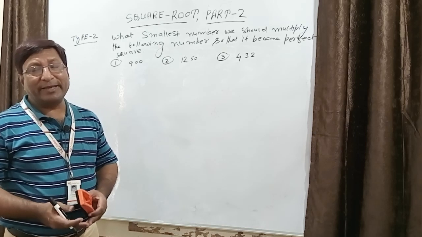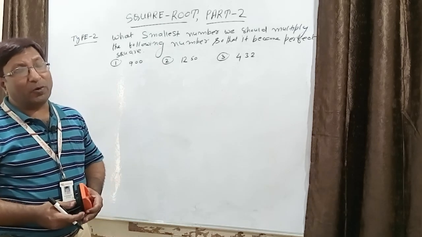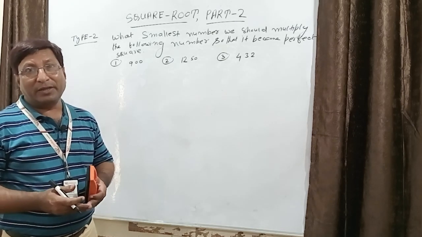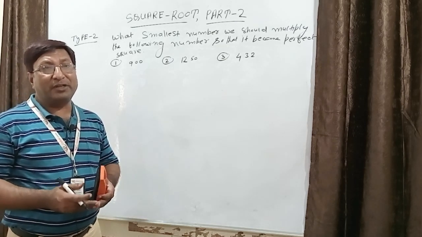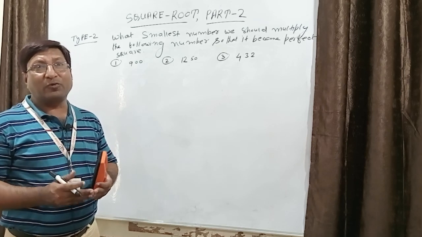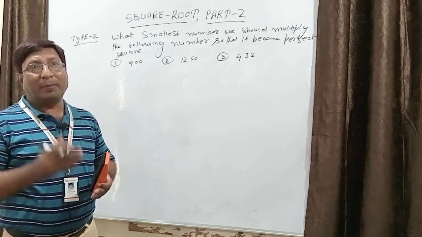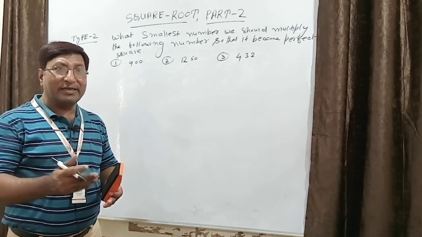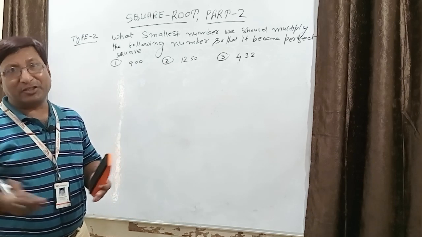Today I am explaining a most important topic, that is finding a square root, part number 2. In the first part we have defined and explained how we can find the square root of any given number by all three methods, that is factor method, division method and guess method.